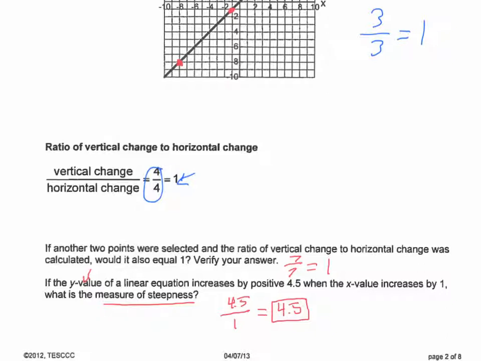Let's go to the next page here. Okay, so a 4.5 change in our y value versus an increase of 1 in our x value. So we set it up the same way. We have our vertical change here and our horizontal change there. So we simplify after we've set up that ratio.